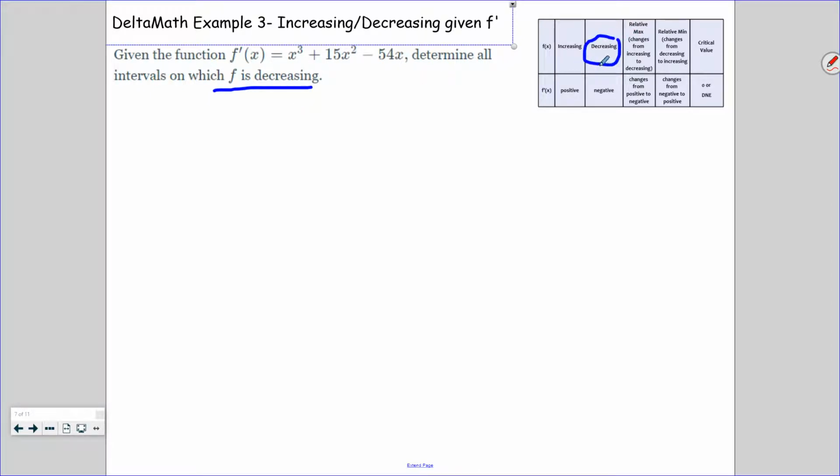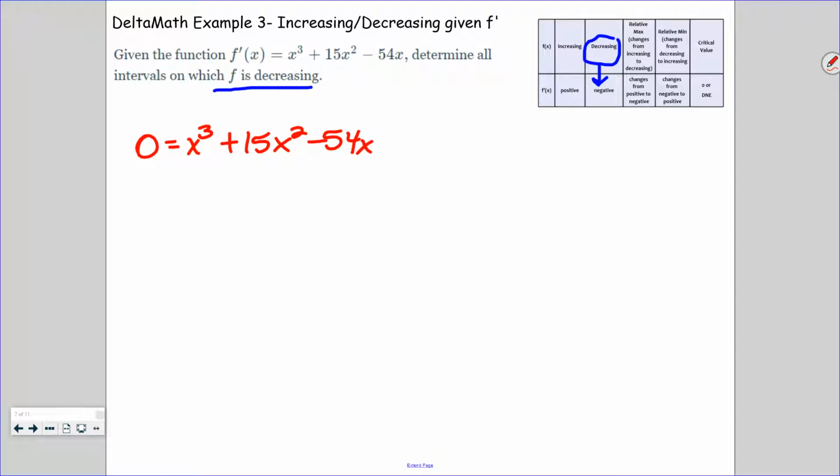F is decreasing when f prime is negative. Well, here they already gave me the formula for f prime, so I just have to figure out where f prime is going to be negative. So there's the formula for f prime. Set it equal to 0. x cubed plus 15x squared minus 54x.